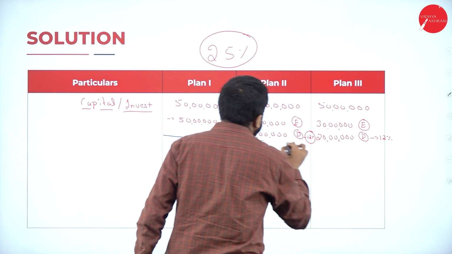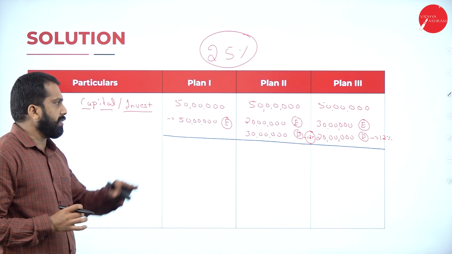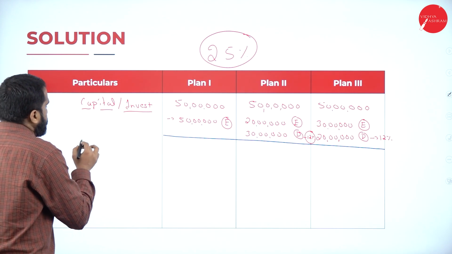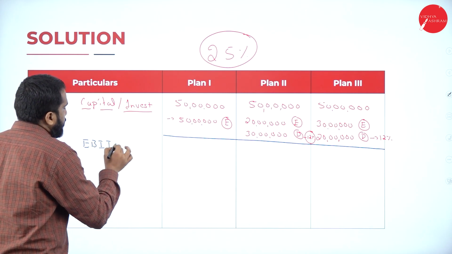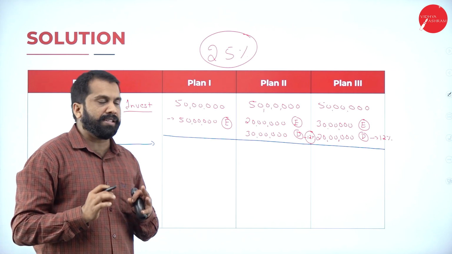So up to this you don't have any doubt. Whatever is given in the question, the same thing I copied and pasted. Now the problem starts from here. EBIT, earning before interest and tax. How to calculate this? Very simple.